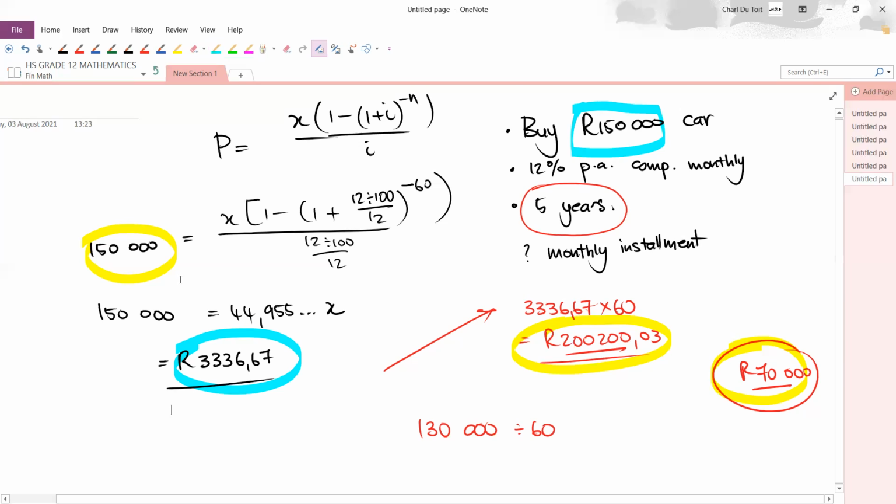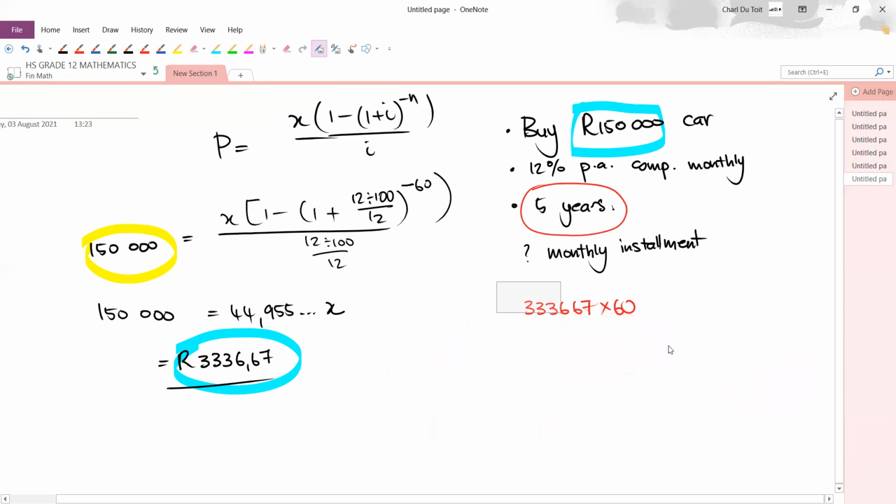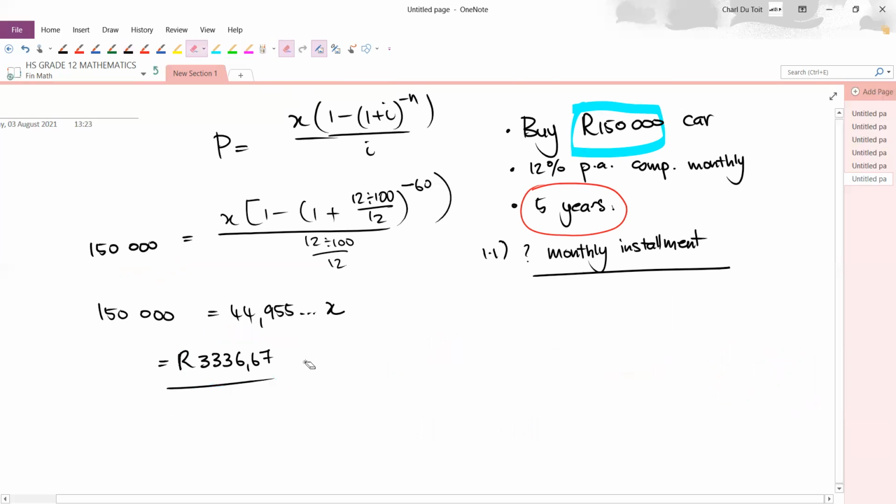Okay, anyway. Let's do the following. We're going to continue with this calculation. I'm just going to take this out. This section was just for fun. Now we're going to make this sum harder. So the first question might be, what is my monthly installment? Let's say this was 1.1, and we calculate that. 3,366 Rand and 67 cents. Now 1.2 is slightly harder.